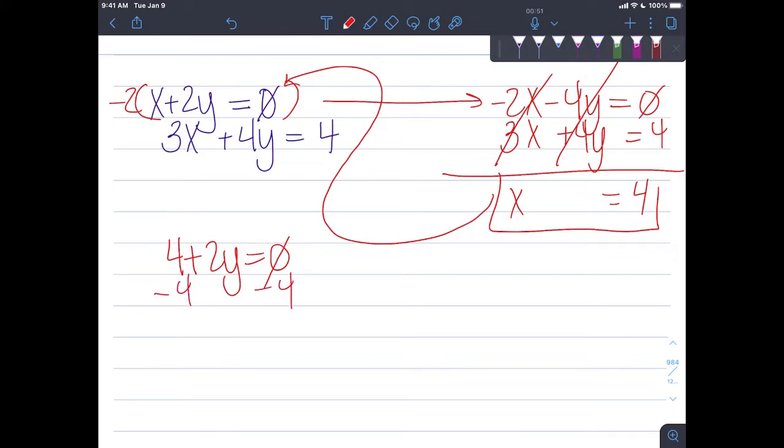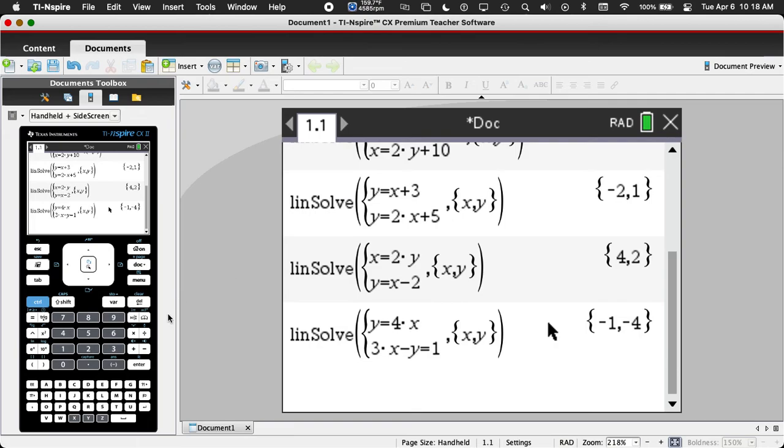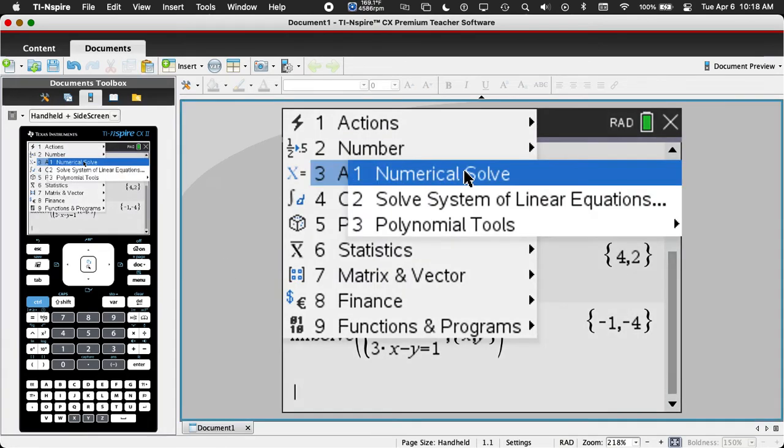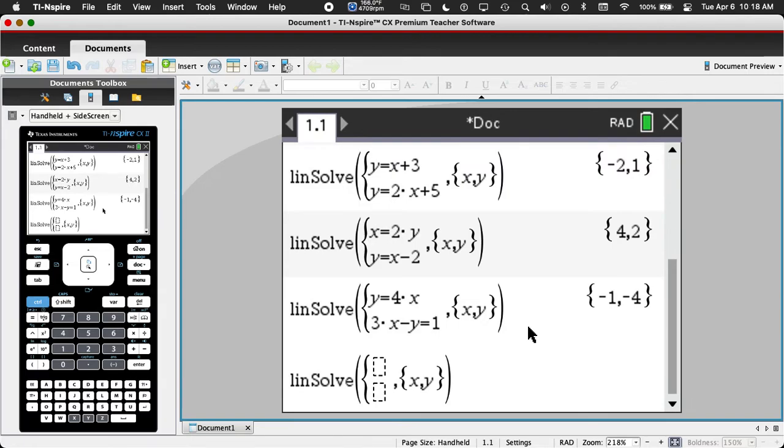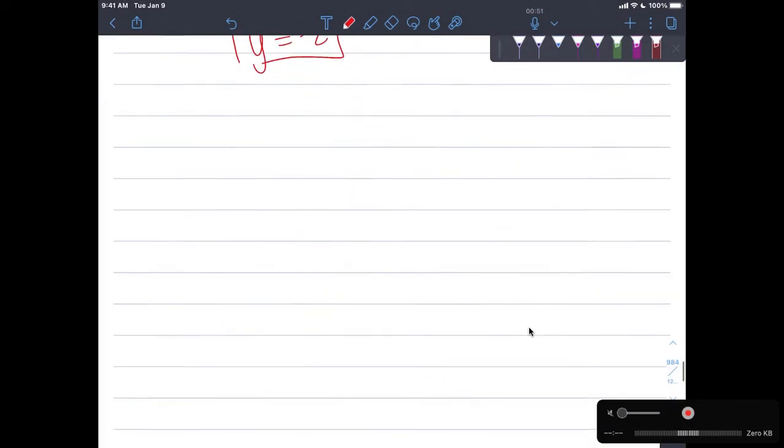Let's do an exciting move. Great divide. This is a consistent independent located at 4, negative 2. Let's verify this with our calculator. And I got the exact same answer. So I got this one correct.